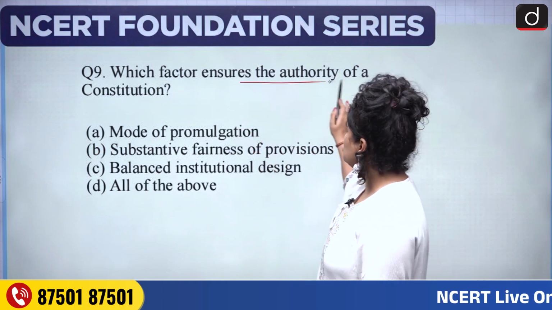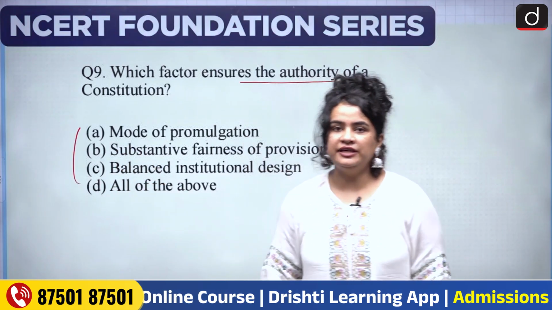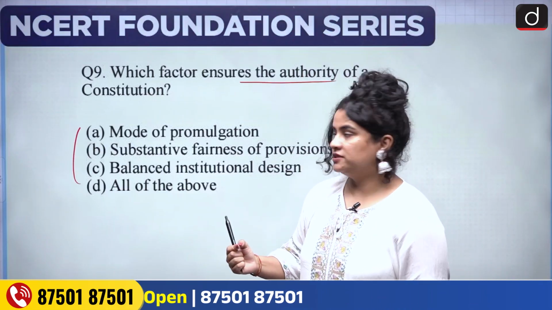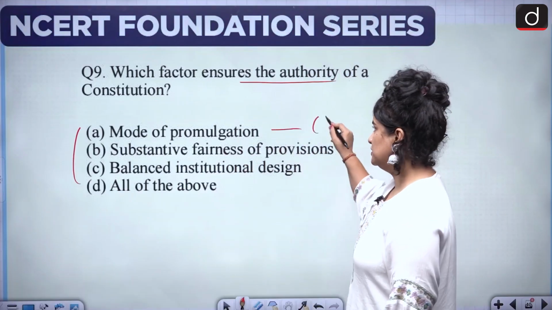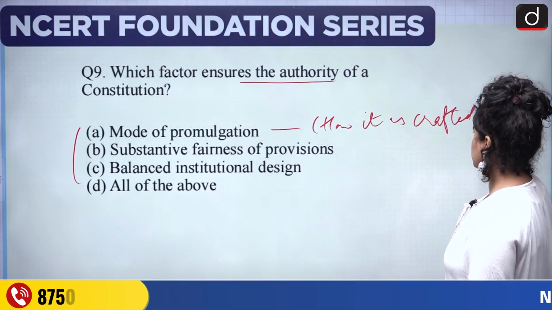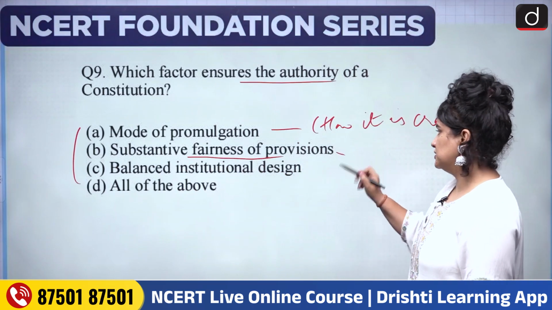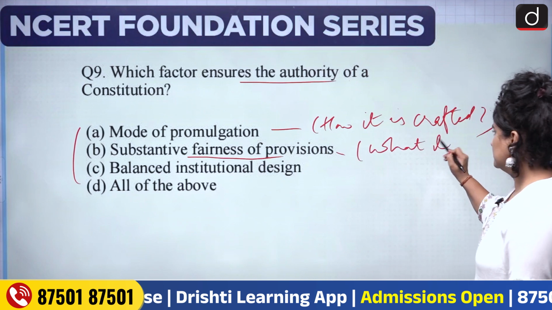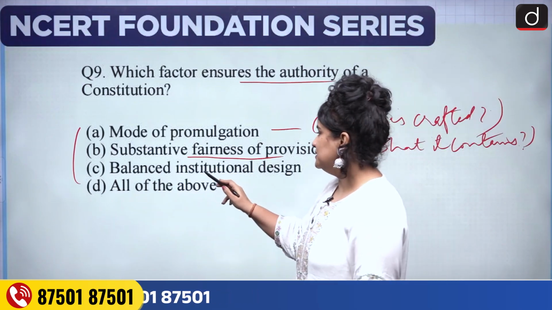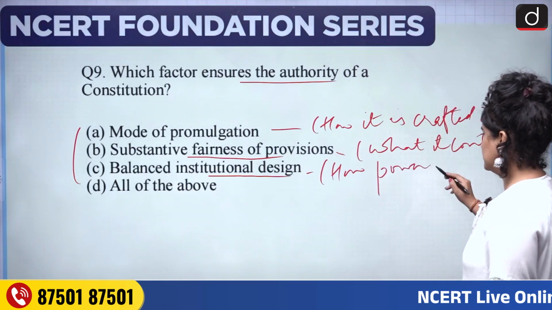Question 9, which factor ensures the authority of a constitution? Now, remember how we discussed the three factors that determine the legitimacy of the constitution. And here they are. A, mode of promulgation, how a constitution is framed or crafted or drafted, however you want to put it. B, substantive fairness of provisions, what it contains. And C, balanced institutional design, how power is organized.